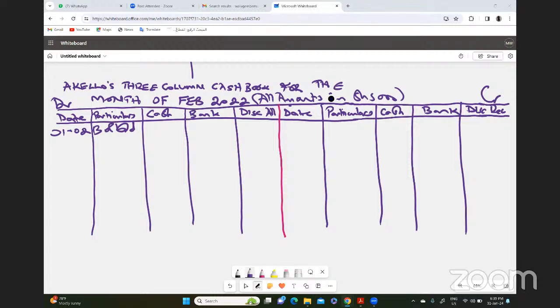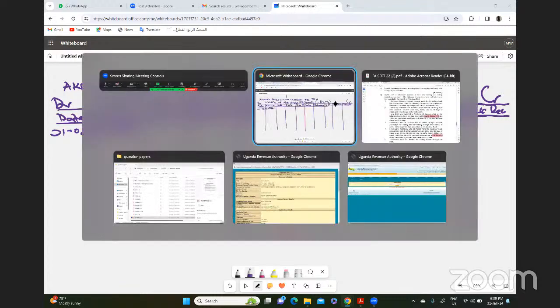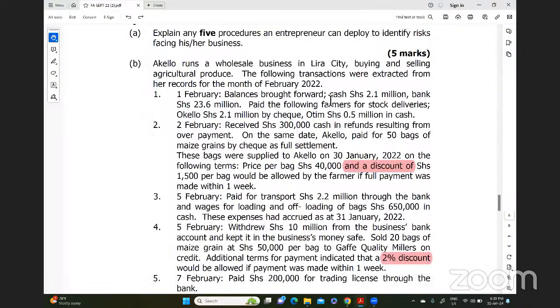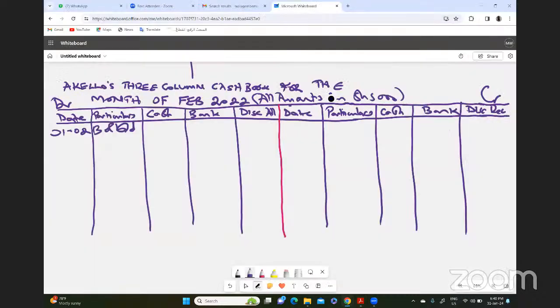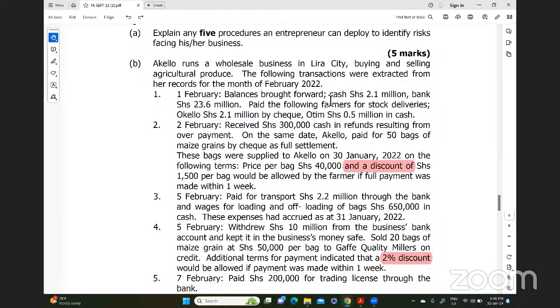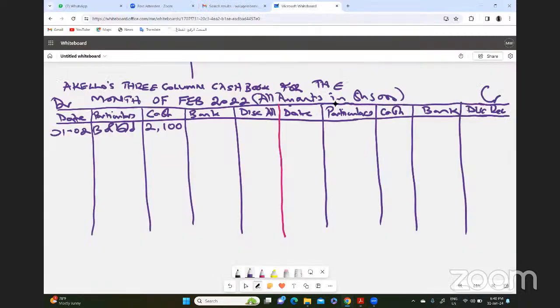All right. Cash. How much cash did we start with? With 2.1 million. So we started with cash of 2.1. So I'm writing only 2,100. I hope we understand why. I've hidden 3 zeros up there. And then how much did we start with in bank? 23.6.